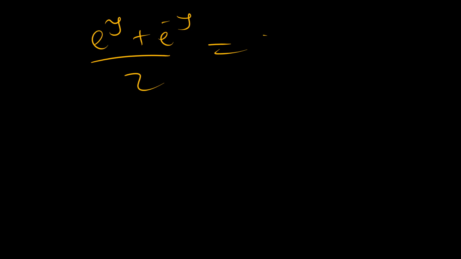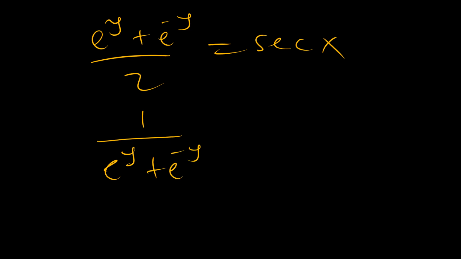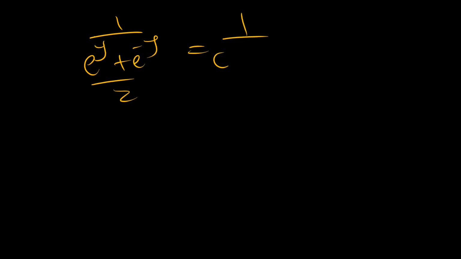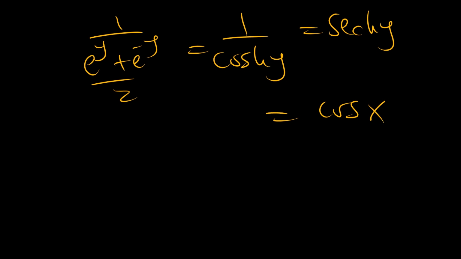And so e to the power y plus e to the power negative y over 2 is equal to sec x, and so 1 over e to the power y plus e to the power negative y over 2 is equal to cosine x. And this here is the same as 1 over cosh y, which is equal to hyperbolic sec y, which is equal to cos x.